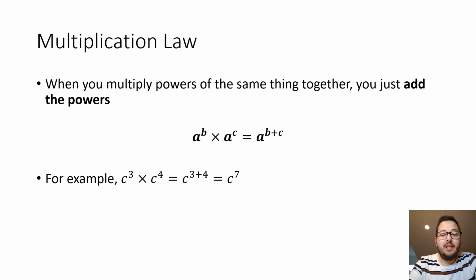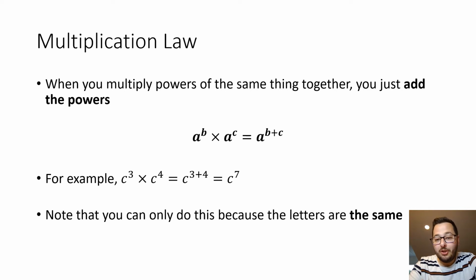Now let's do an example first before I explain it. If you had c to the power of 3 times c to the power of 4, that's the same as c to the power of 3 plus 4, which is 7. So that would be c to the power of 7. And the only reason we can do this is because these are the same. We've got a and a there, and c and c there. So if they're the same thing and you're timesing them together, you can add up the powers.